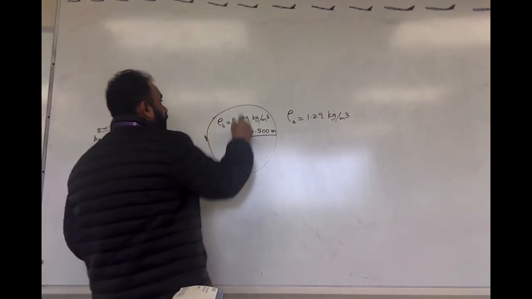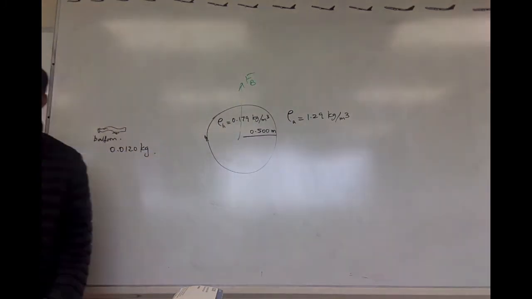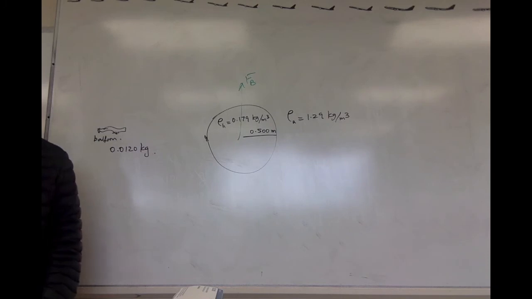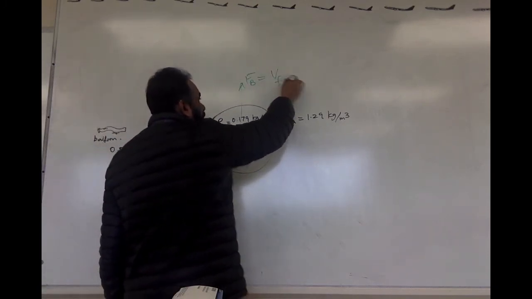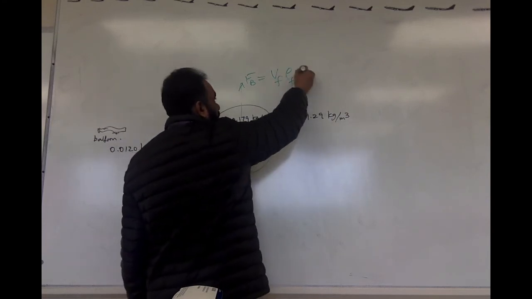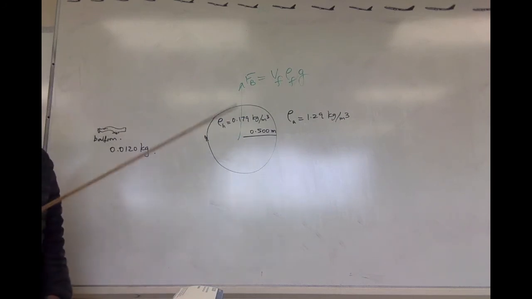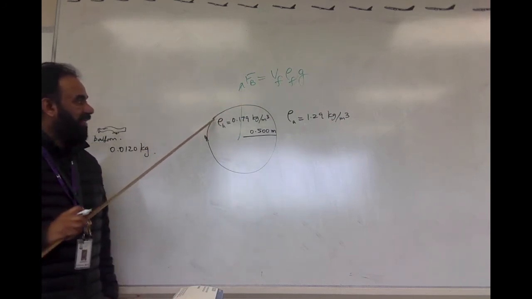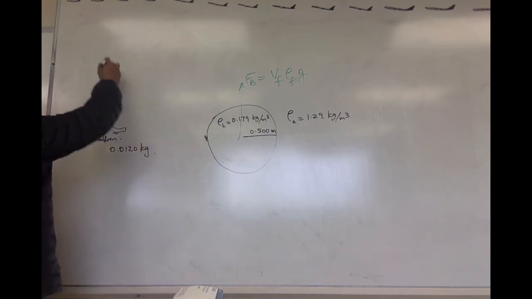So is there a buoyant force acting on this? And what's the equation for buoyant force? We already have it. It's volume of fluid displaced times density of fluid displaced times gravity. So volume of fluid displaced, isn't it this volume? Yeah. Now what's the volume of a sphere?